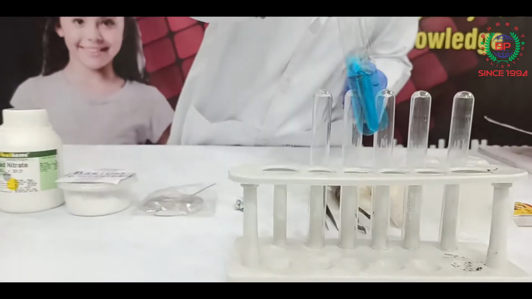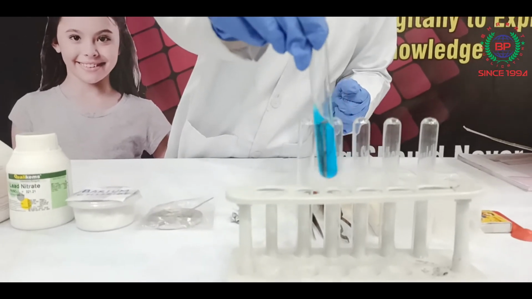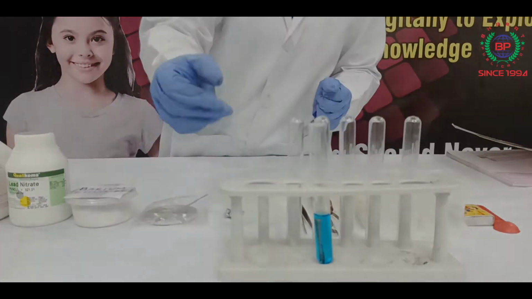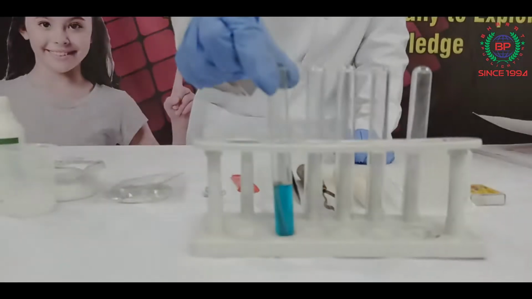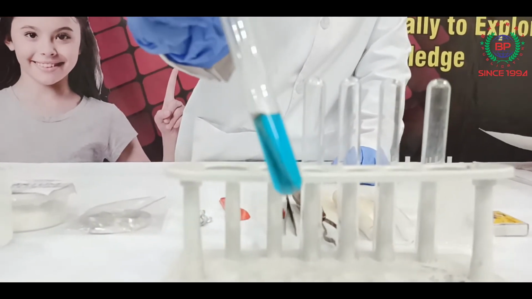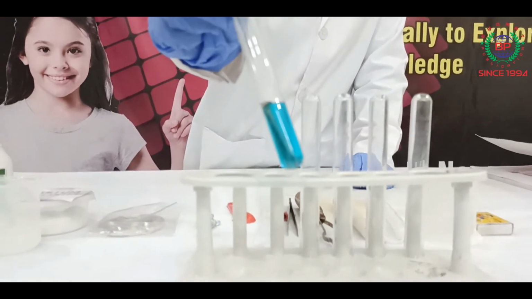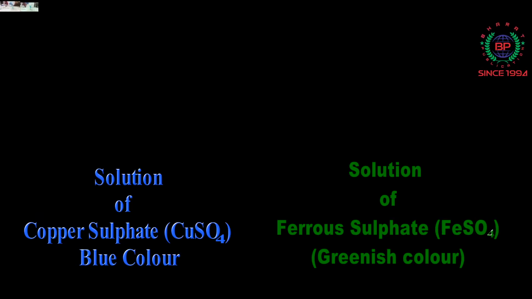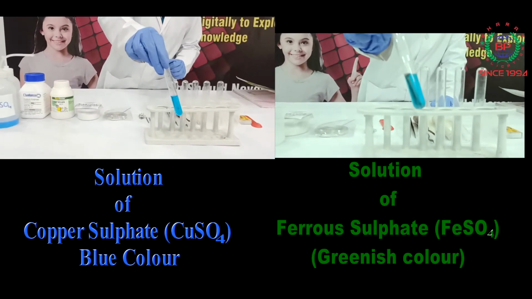I will mix it and leave this setup for 5 minutes undisturbed. Test tube after 5 minutes. See that the color of the copper sulfate solution, which was initially bluish, has changed into greenish blue color, and this greenish blue color represents the iron sulfate solution.